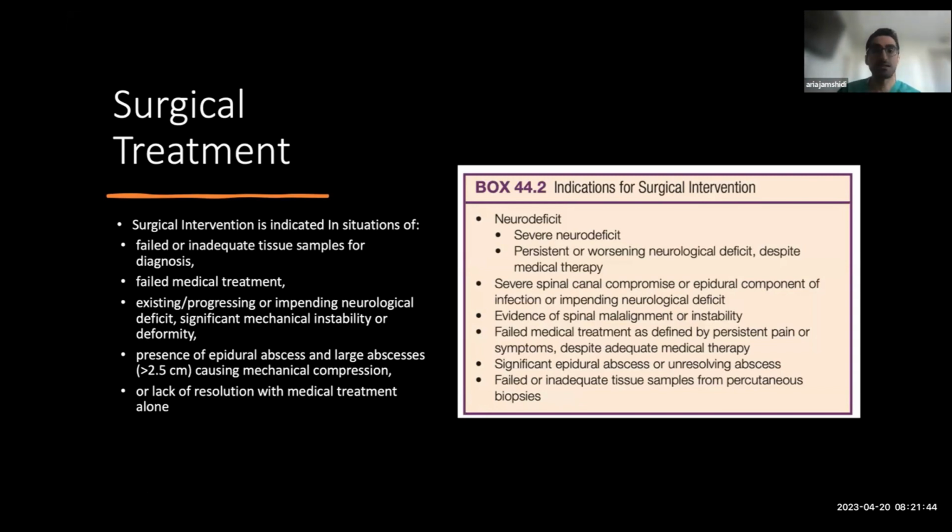So this, I think, is an important take-home message when you're first getting called about that consult. The infectious disease doctors are pushing you for surgery, but it's important to know what the actual indications are. And I think this table in itself is super helpful. I wish I had it as a junior resident to look at.